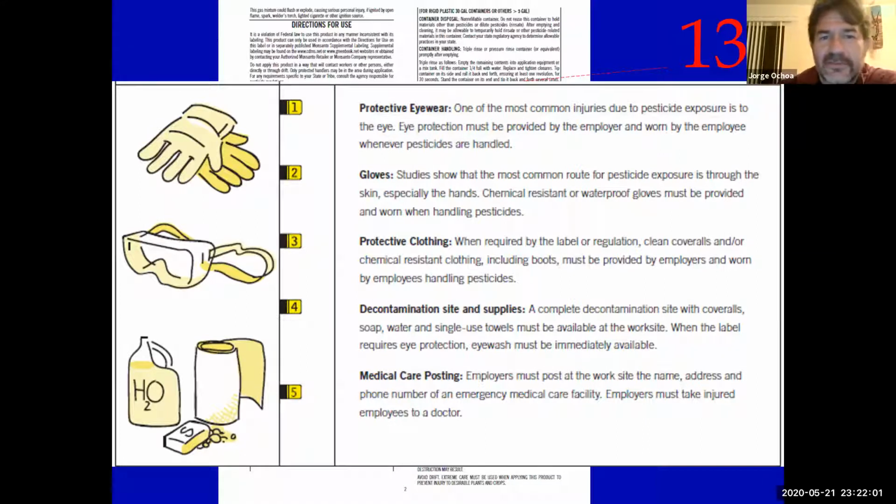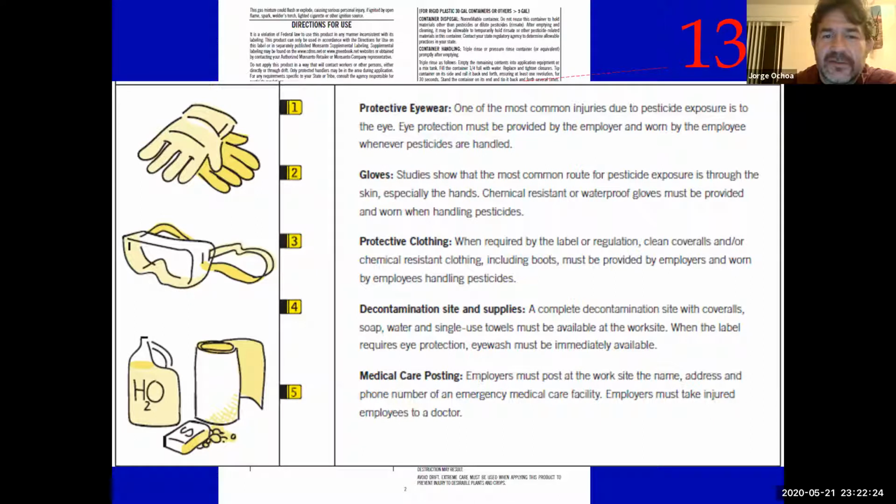But personal protective equipment, obviously you need to protect your eyes, not with glasses, but with chemical safe type goggles that are approved. There are some types of glasses that are approved, or eyewear that goes on top of eyeglasses. But make sure that you have the right eye protection.